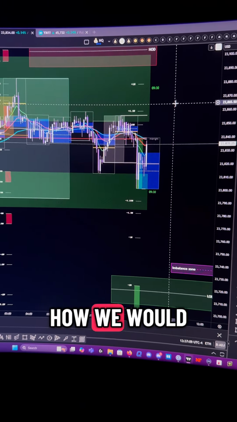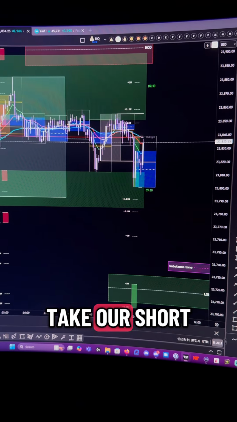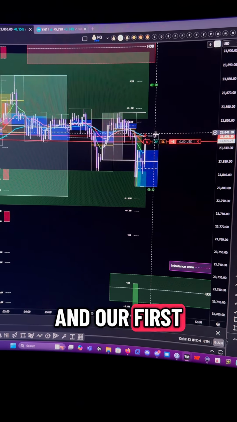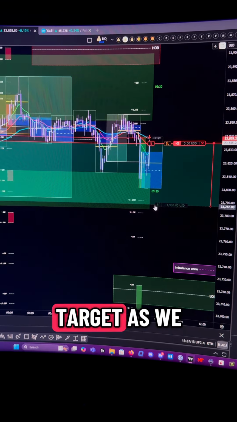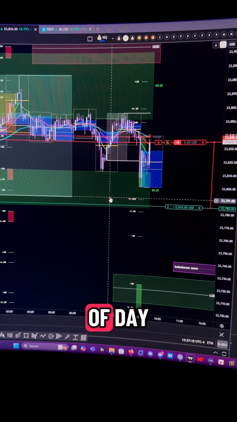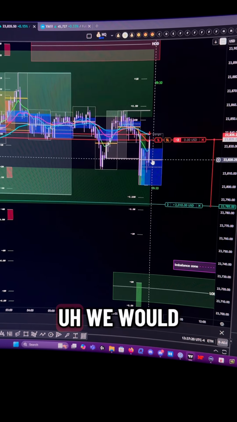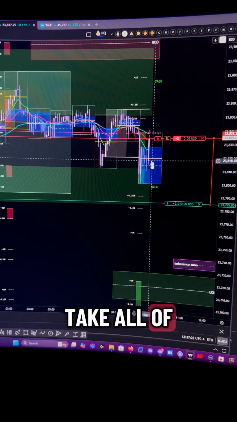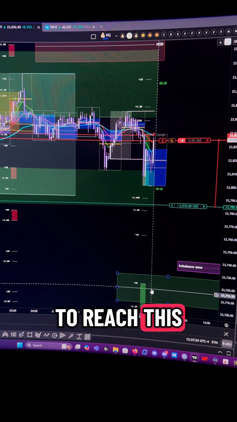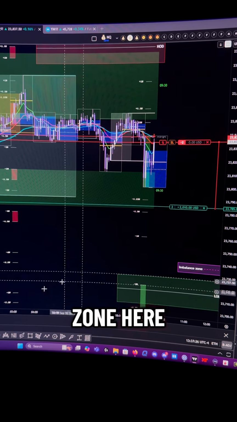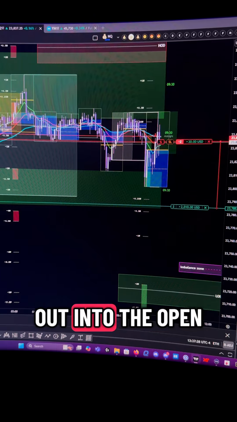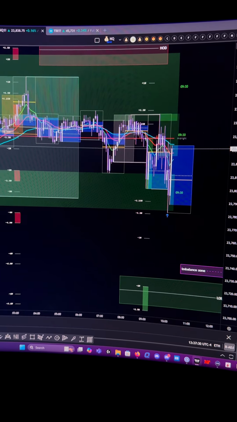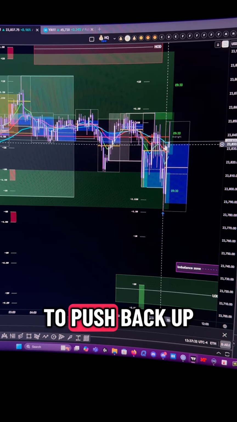Well, let's see how we would go about that. So we would take our short, and our first option would be to take our target as we sweep this low of day. We would take a scale, or we could take all of the trade looking to reach this low of day zone here. So let's see how this plays out into the open. All right, we get our target, but we start to push back up.